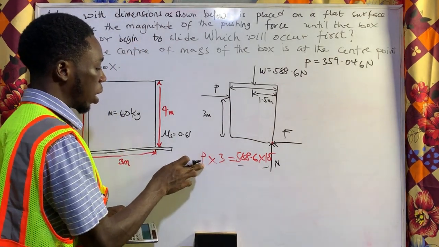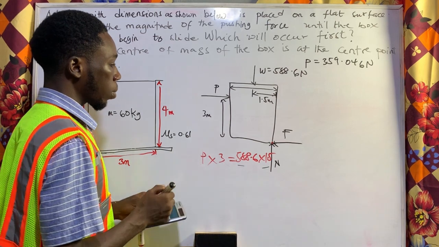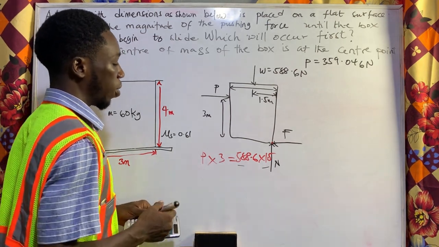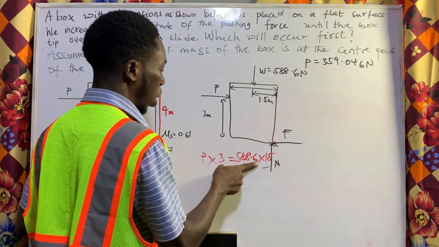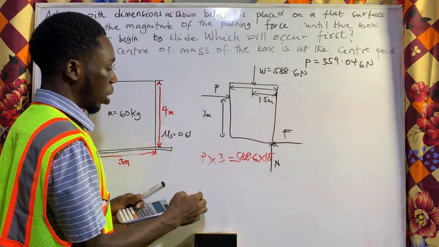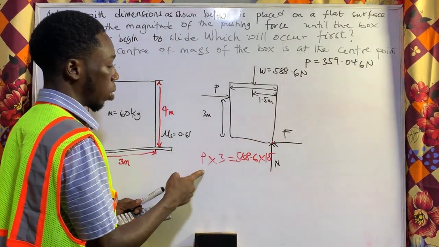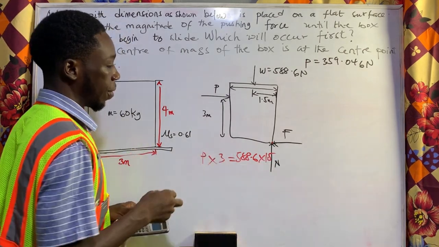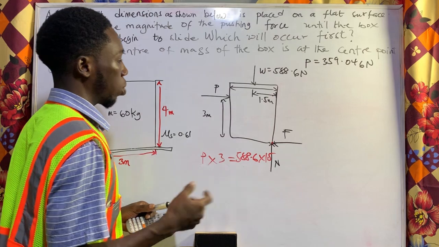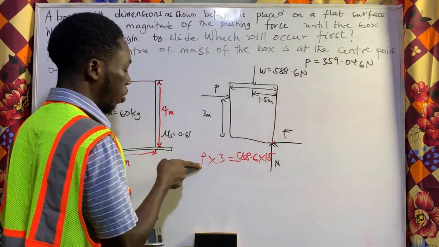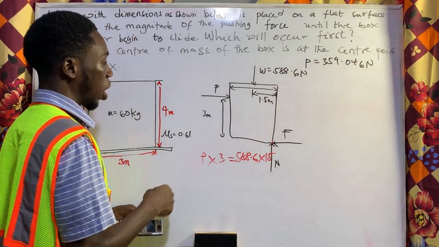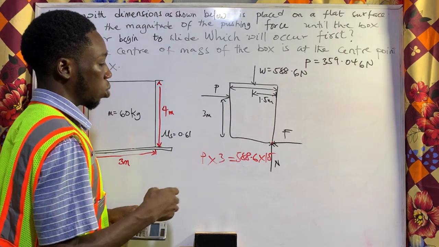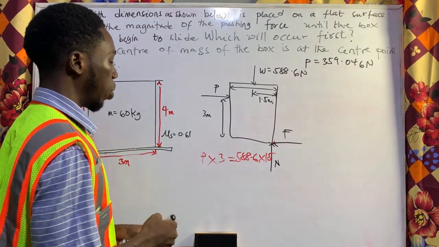So the P value here will be the minimum value of P that we need in order for tipping to begin to occur. At that point, if we increase P any longer, you see that the value we have here will be bigger than the value we have here, right? So that means tipping is occurring. So this is the minimum value of P that we need for tipping to begin to occur. So let's calculate this value here.